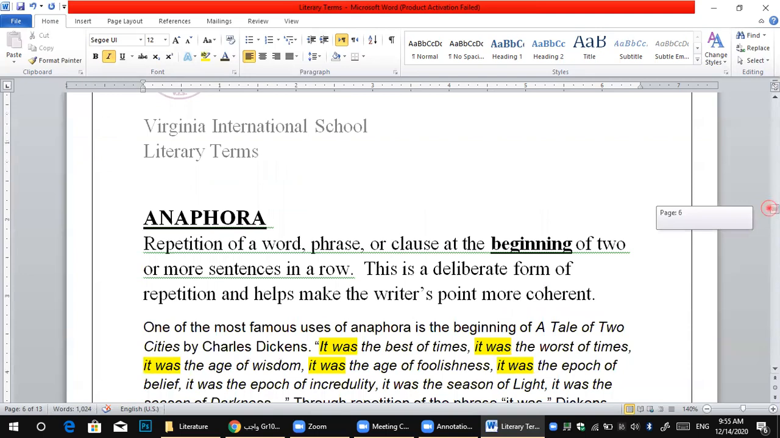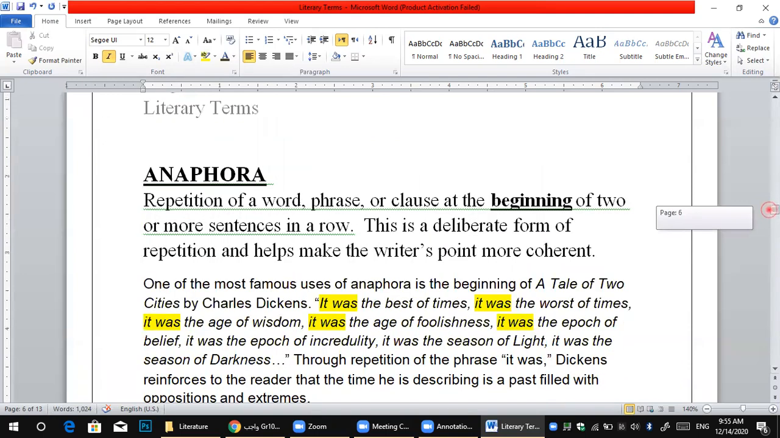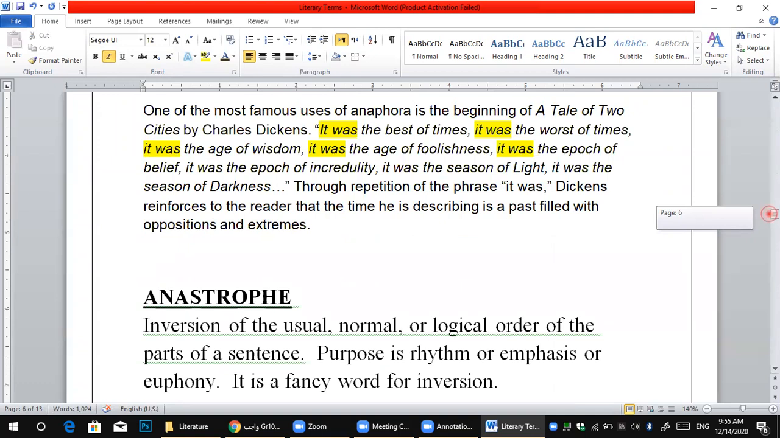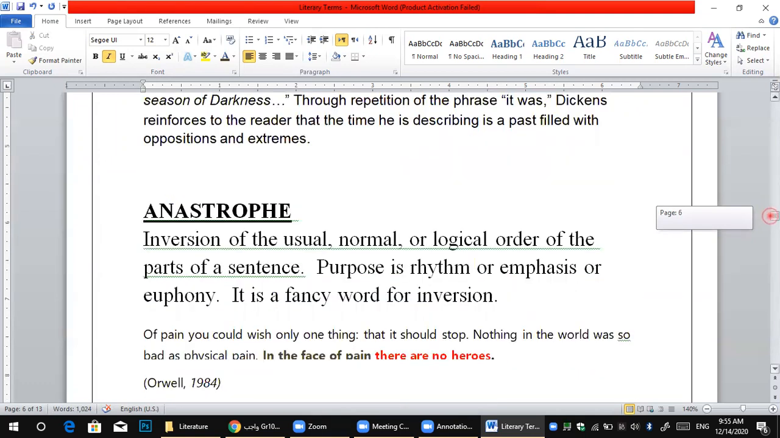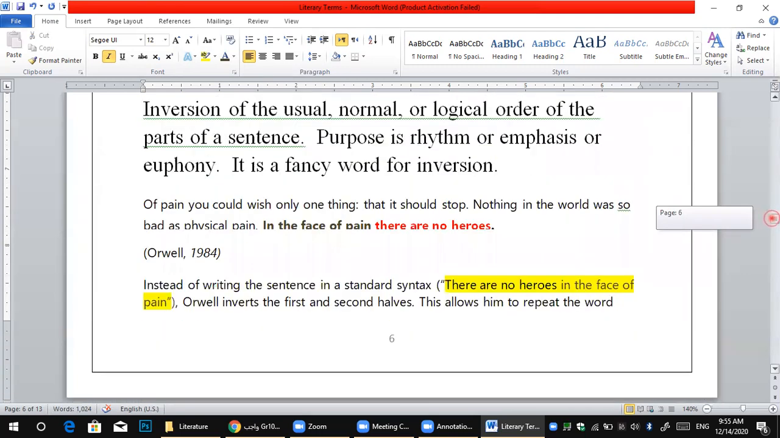So again here, anaphora is when we repeat the word at the beginning of the sentence, and anastrophe means inversion of the usual, normal, logical order. When you try to change the structure of the sentence, that's called anastrophe.